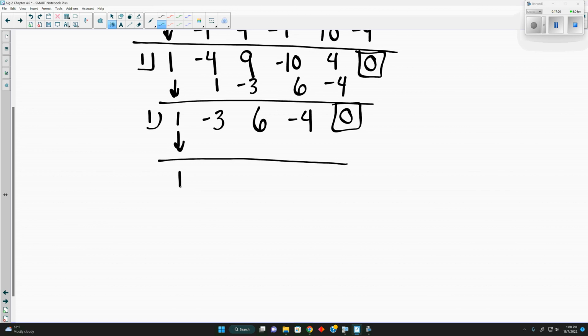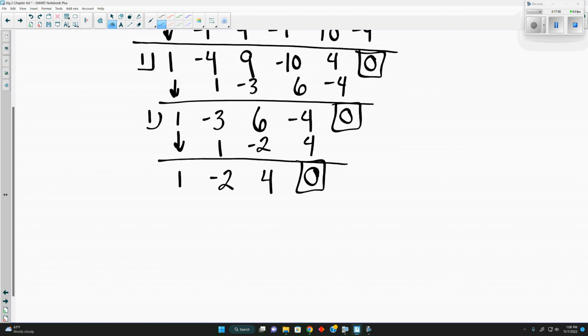Because it looked like it crossed twice or didn't cross at 1, we can try 1 again to see if it works. Well, 1 times 1 is 1. -3 plus 1 is -2. 1 times -2 is -2. 6 plus -2 is 4. 1 times 4 is, which gives us 0.